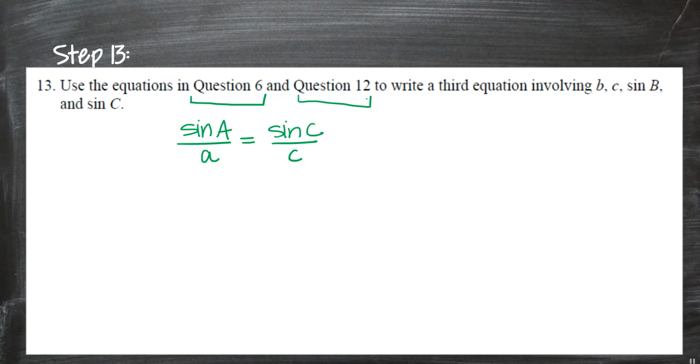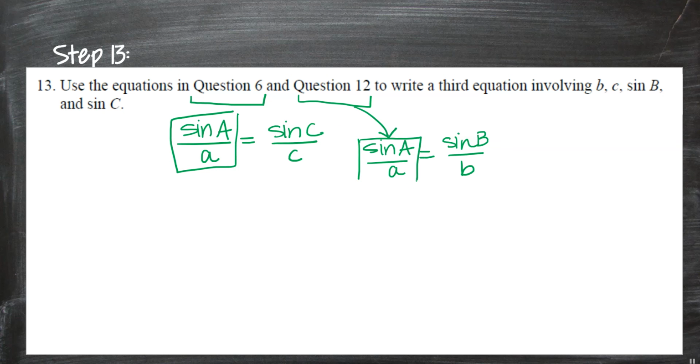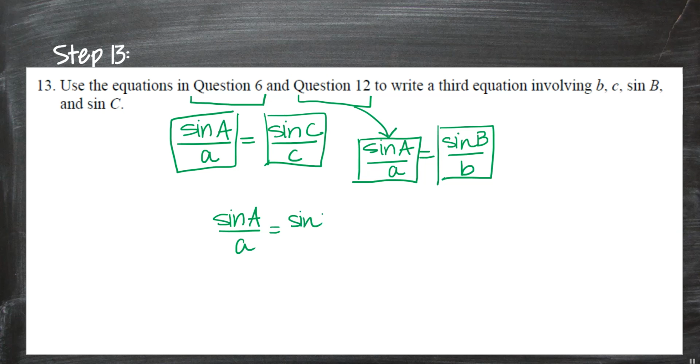What we just got in question 12 was very similar. We got the sine of angle A over A is equal to the sine of angle B over B. Notice that both of these equations involve this expression right here. And so by the transitive property, we can pretty much say that all three of these things are equal. So putting it all together, we get the sine of angle A over A equals the sine of angle B over B equals the sine of angle C over C.